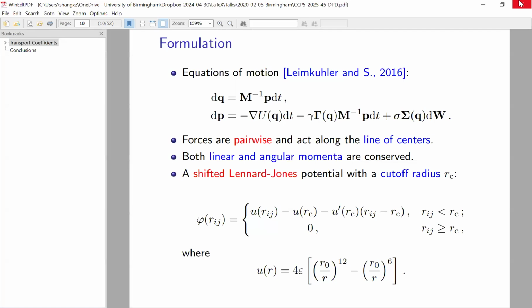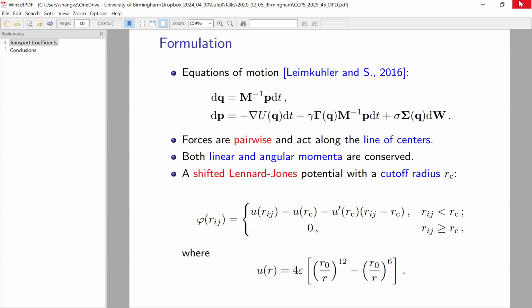And now let's look at the formulation. For the DPD, you can view it as a combination of Hamiltonian dynamics for this part, but it also has a thermostat, where the term with gamma is a damping term, and we also have a noise term at the end here. The gamma here is a friction coefficient, and sigma is the strength of the noise. W here is a white noise, a Wiener process. And the nice property of DPD is that all the forces here are pairwise and act along the line of centers. Therefore, both linear and angular momentum are conserved.